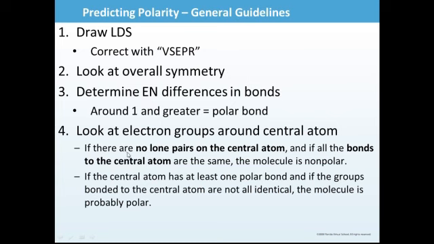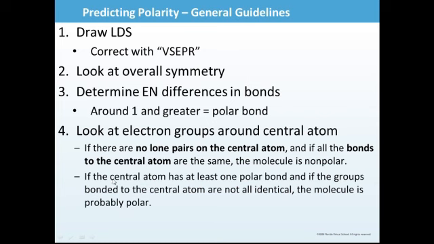The last thing we can do, and this might be a short, easy one to do as well, is to look at the central atom. If there are no lone pairs of electrons on that central atom, and if all the bonds to the central atom are the same, the molecule is going to be nonpolar. So that's a pretty easy way to figure out if it's nonpolar. If the central atom has at least 1 polar bond, remember how to tell what polar bonds are, and if the groups bonded to the central atom are not all identical, the molecule is probably polar.